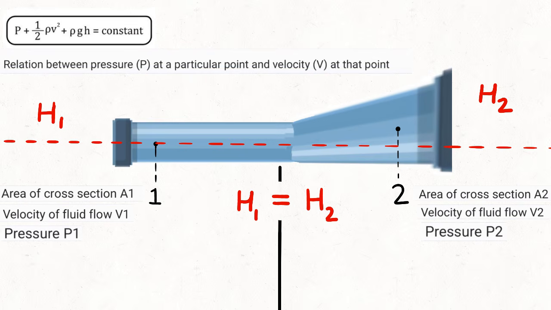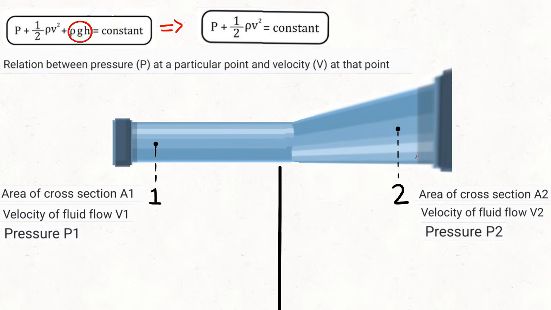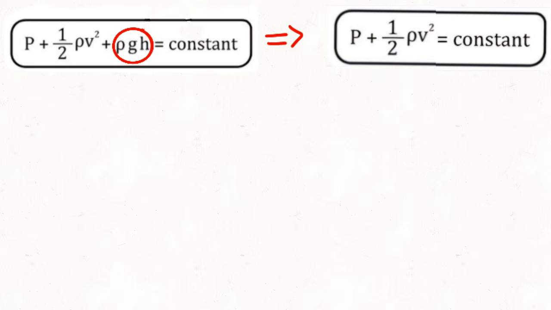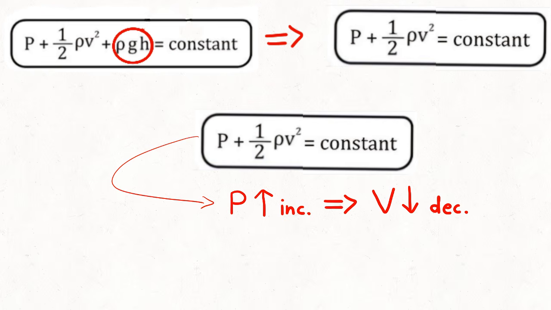Since the height of fluid flow is the same for all the points, the potential energy per unit volume also remains constant throughout the pipe. Now, by moving the potential energy term to the right hand side of the equation, we get P plus half rho V square is equal to constant. We can now derive the relation between pressure and velocity of fluid flow from the obtained equation. From the obtained equation, it is evident that if pressure increases, the velocity of fluid flow must decrease, since the net sum must be constant.